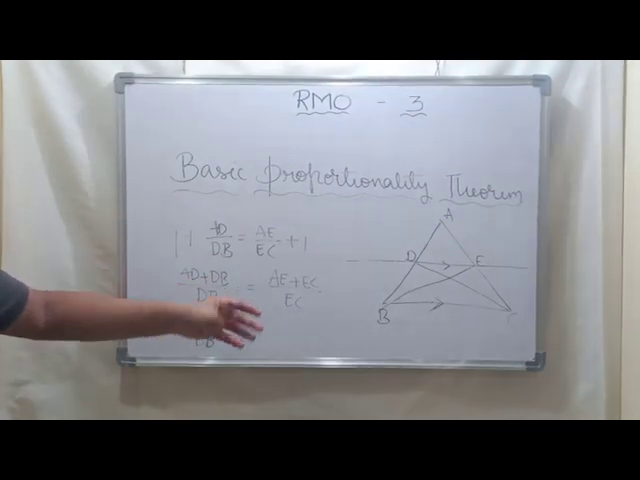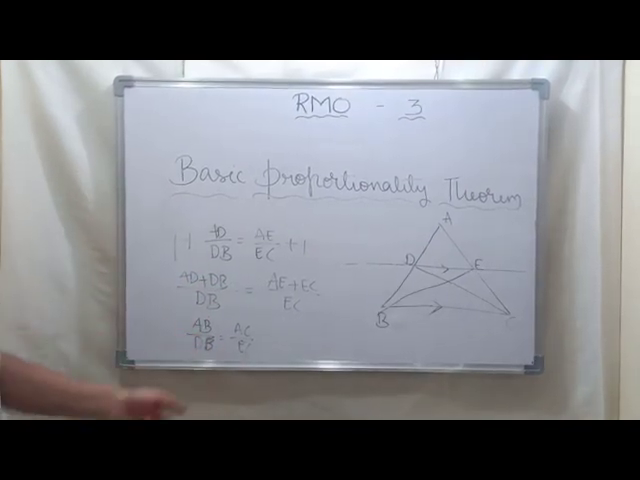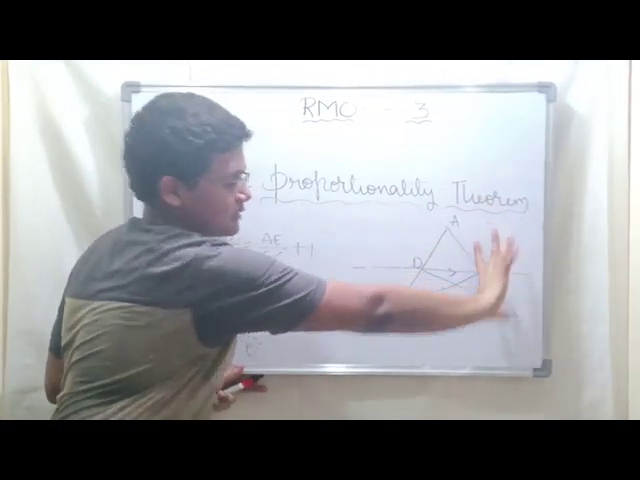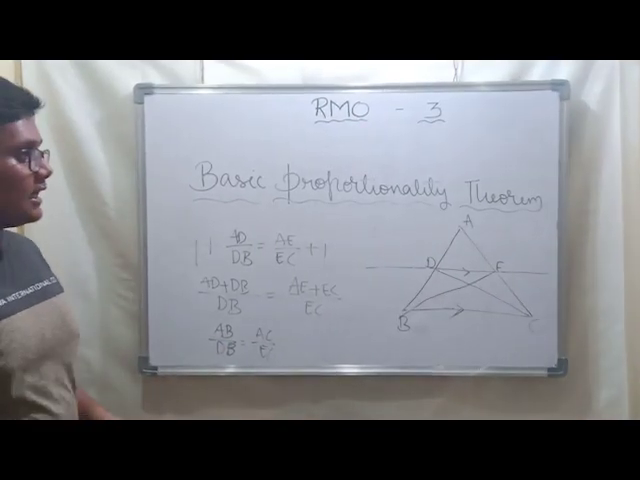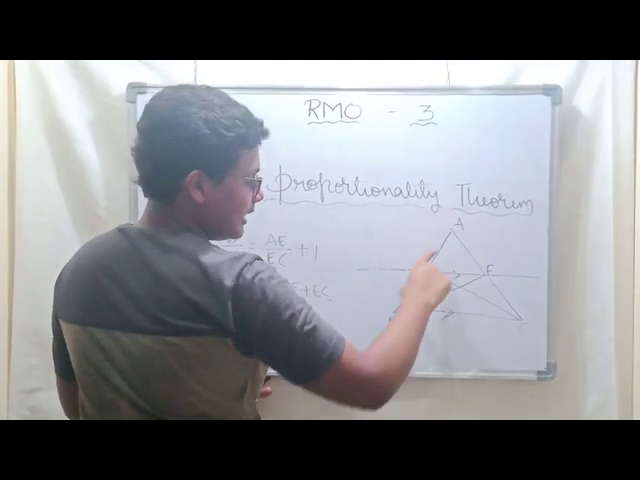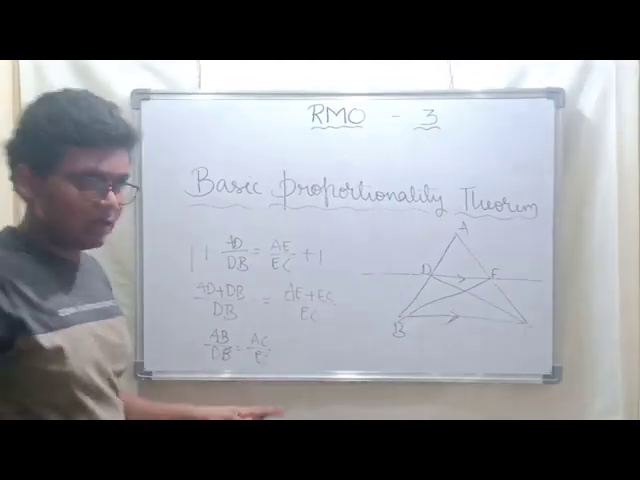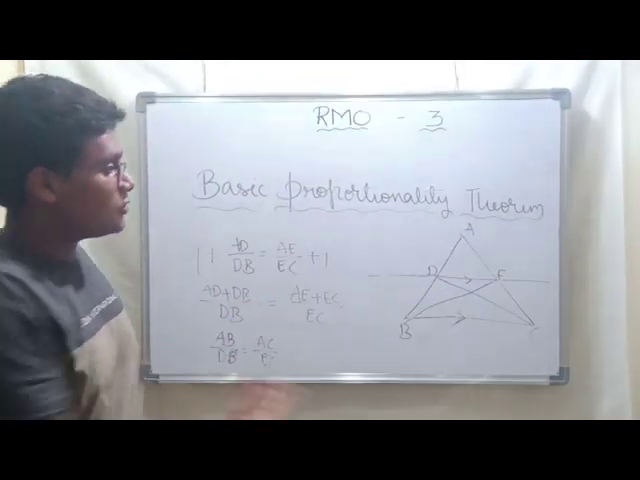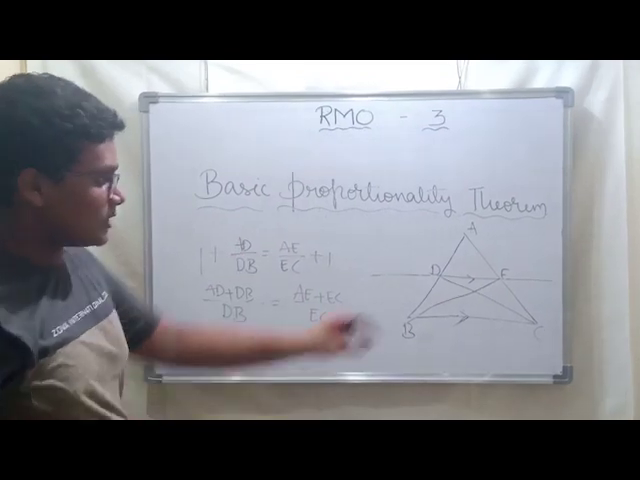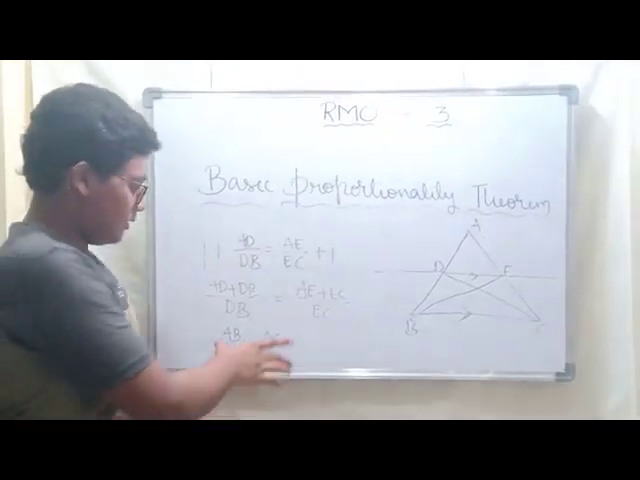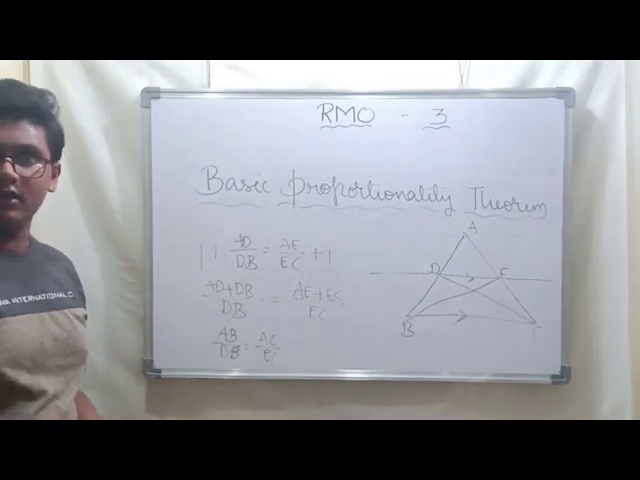We can take the reciprocal of this and we'll get AD by AB is equal to AE by AC. That one also we'll get. It means that not only are AD by DB and AE by EC equal, the divided parts are equal. Also, the total part by the divided part is also equal. That is the statement of this formula.